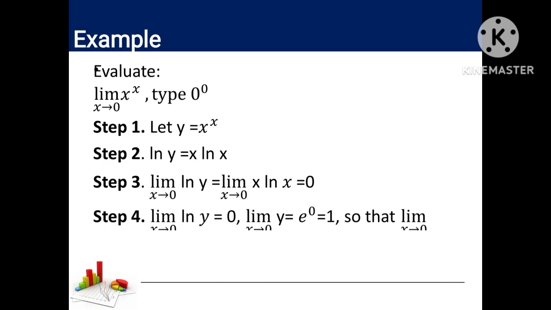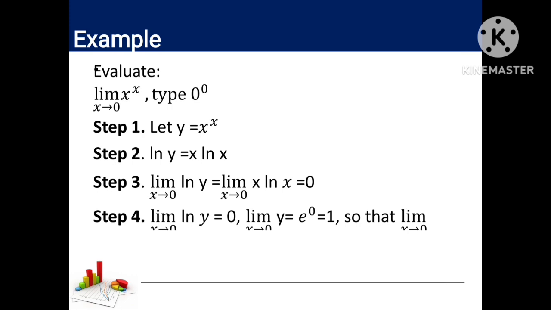So we have here step 1 to solve that. Let y equal x raised to x. Then step 2, ln y is equal to x ln x. Then step 3, the limit of ln y as x approaches 0 is equal to the limit of x ln x as x approaches 0, which is equal to 0.